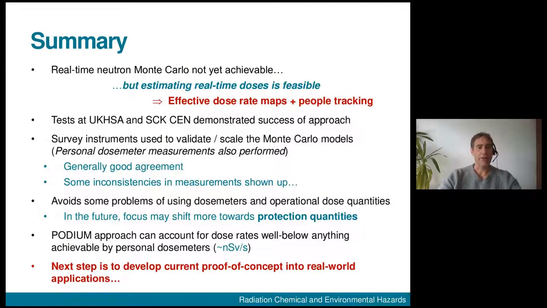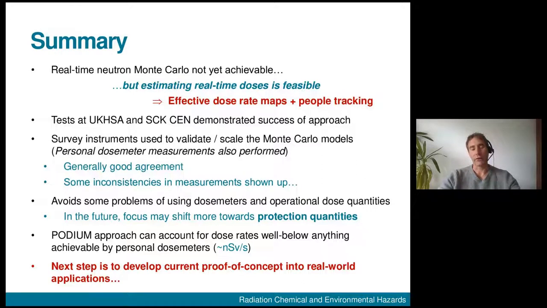Okay, so I'll leave it then to summarize by saying that real-time neutron Monte Carlo is not really yet practical, but we can still estimate doses in this way by using effective dose rate maps and people tracking approaches. And this has been tested successfully as a proof of concept at both UKHSA and SCK CEN. We use survey instruments to validate and scale the Monte Carlo model. And generally we found good agreements, but some inconsistencies in the measurements have shown up. And this is particularly evident when we looked at the personal dosimeter results also.